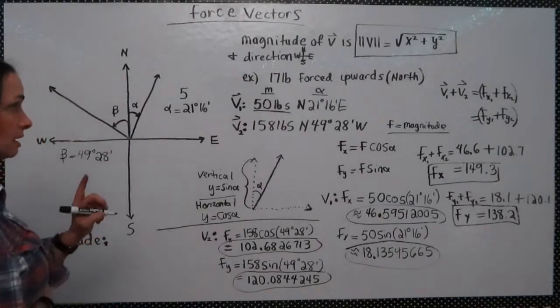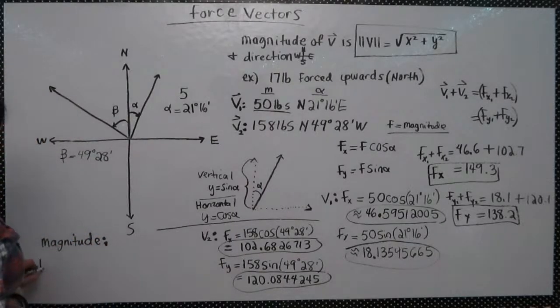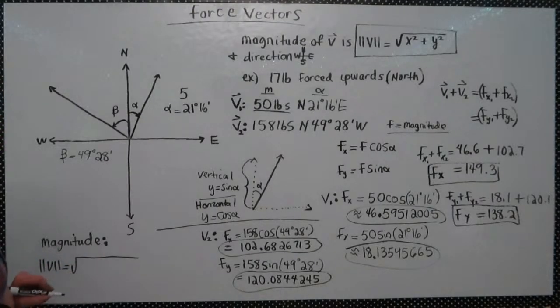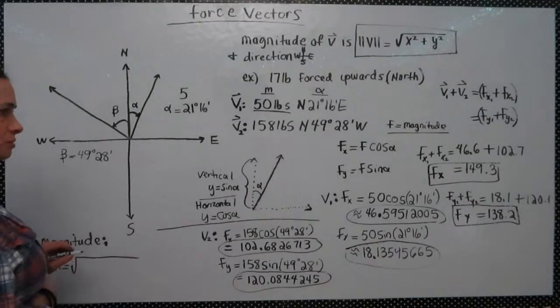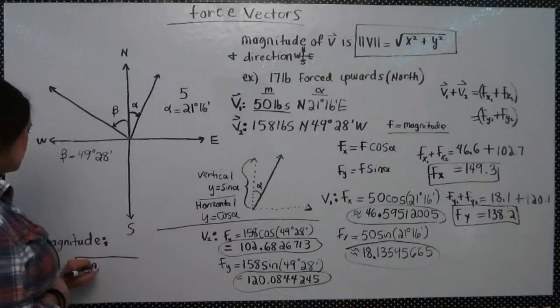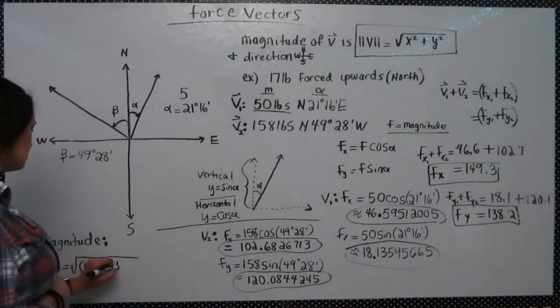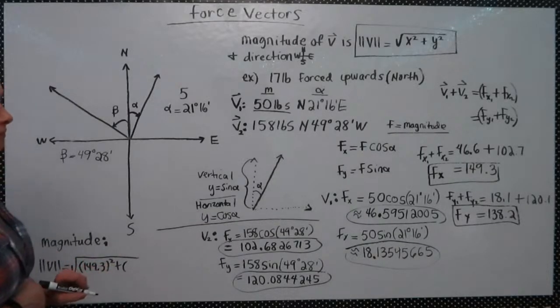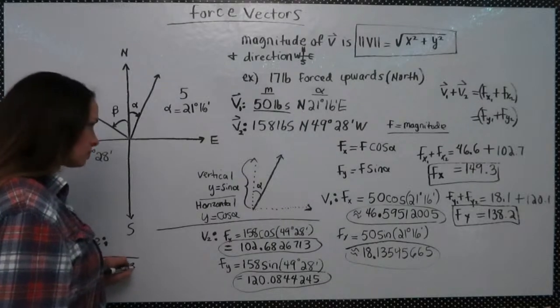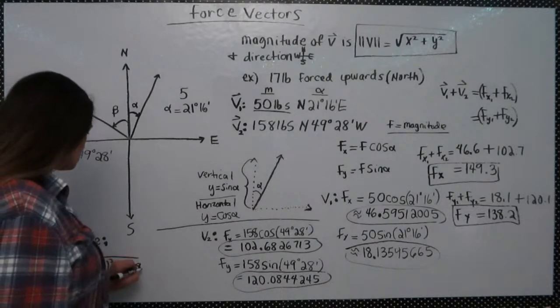So finally, the magnitude of B is going to be that formula. Take it from the Pythagorean: the x values squared plus the y values squared. So F of x was 149.3, squared, plus 138.2, quantity squared.